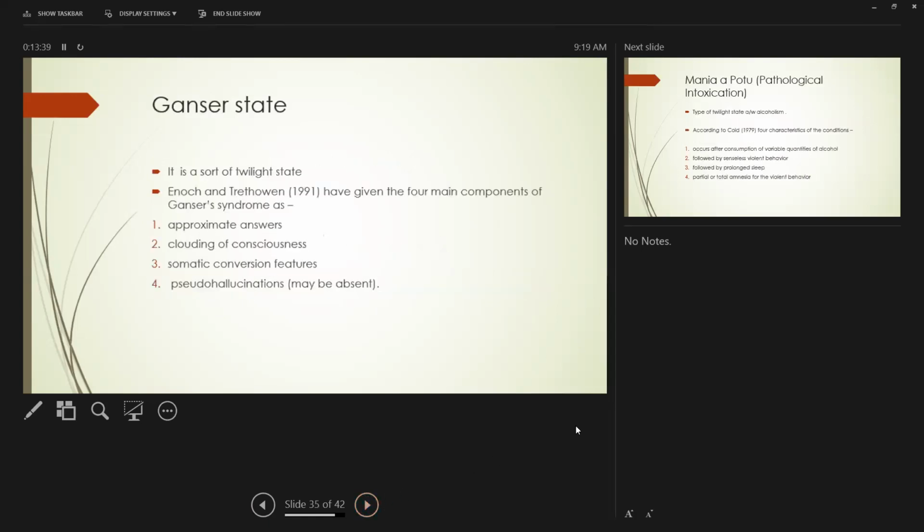Now, Ganser's state is a sort of twilight state. Enoch and Trethowan gave 4 main components of Ganser's syndrome: that there will be approximate answers, there will be clouding of consciousness, there will be somatic conversion features, and pseudo hallucinations.